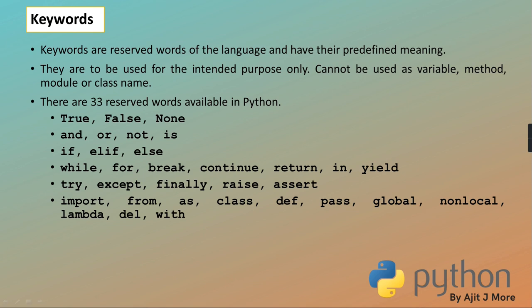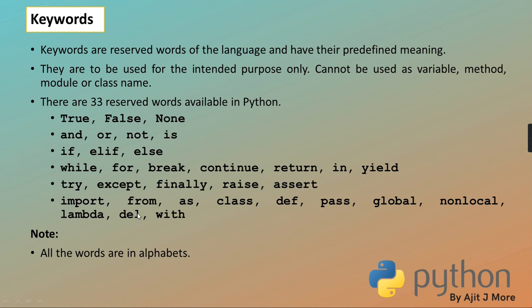And then a few more additional ones are there, like import, from, as, class, def, pass, then global, nonlocal, lambda. The lambda keyword was first introduced here. Now other languages have also introduced it. Then del and then with. So these are the total keywords which Python has provided.